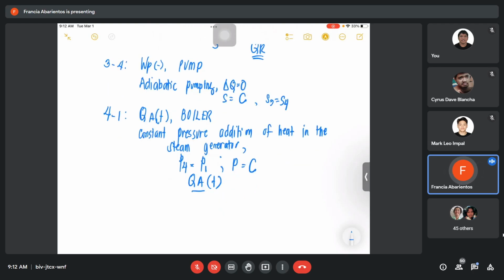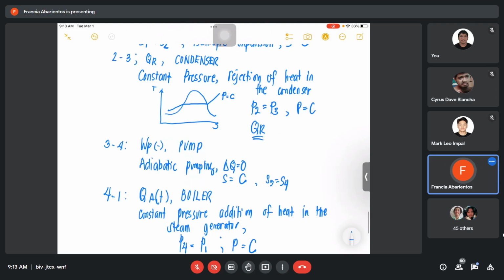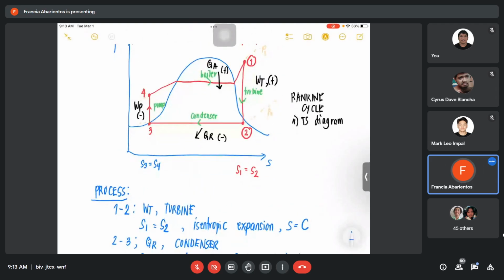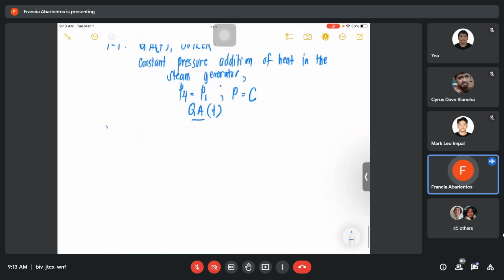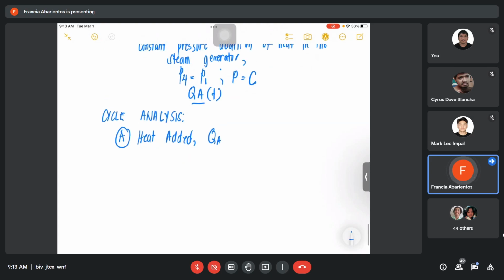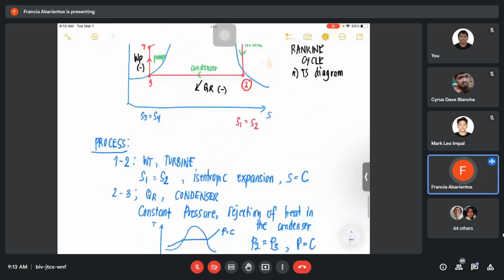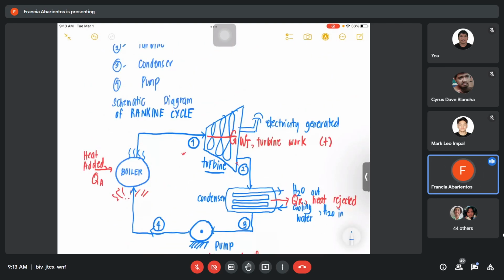So we will move on to the cycle analysis. Processes pa lang yan, class. So, paano mo siya masosolve? We proceed now with the cycle analysis. Ano, class, nangyayari sa cycle analysis? Unang-una, dun sa boiler, anong nangyayari, class? We have the heat addition or the heat added, noted as QA. Okay. Draw mo ulit si boiler. Ayun na. Balikan mo dito sa schematic. We have the boiler. Point 4 and point 1 in whole.